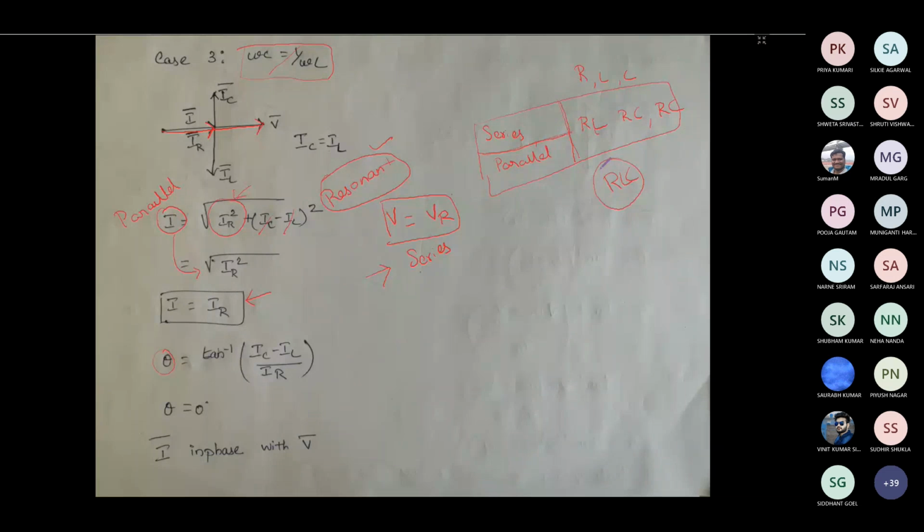Can anyone answer? Are we using these kind of circuits in our day-to-day life?